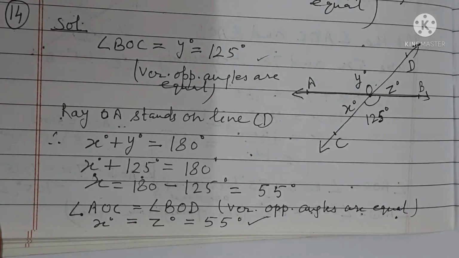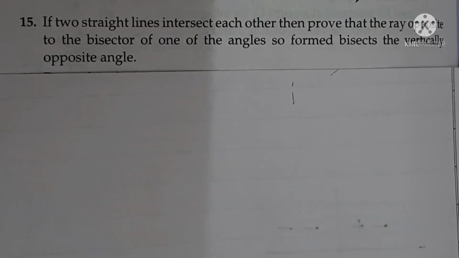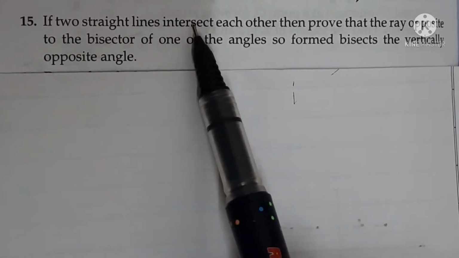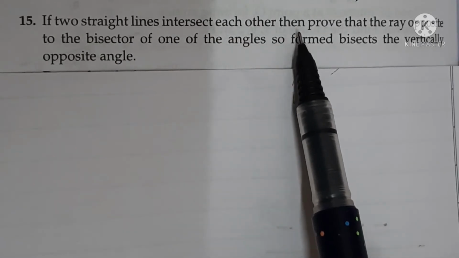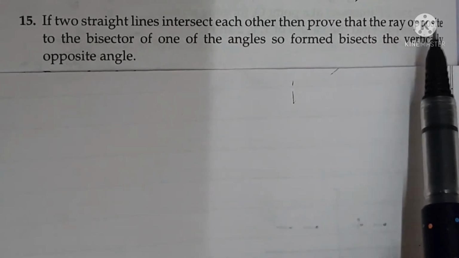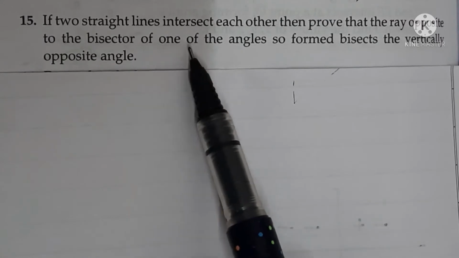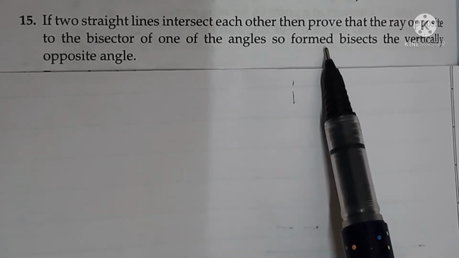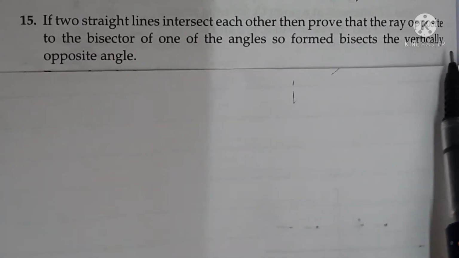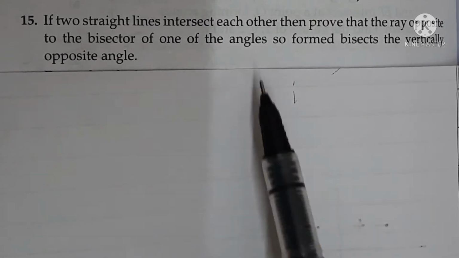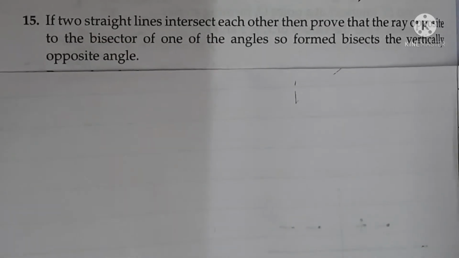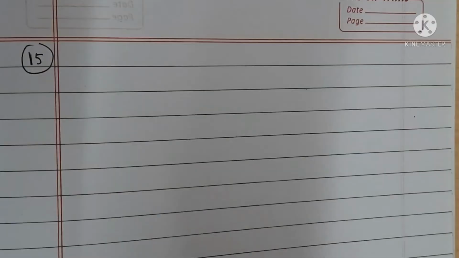Next question number 15. If two straight lines intersect each other, then prove that the ray opposite to the bisector of one of the angles so formed bisects the vertically opposite angle. Let's see what to do in such type of questions.